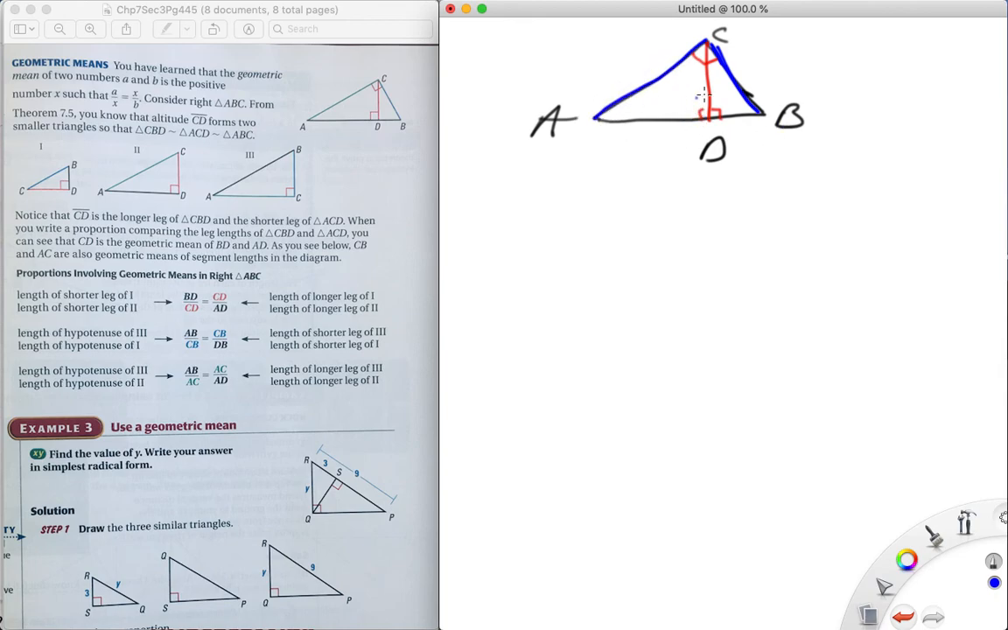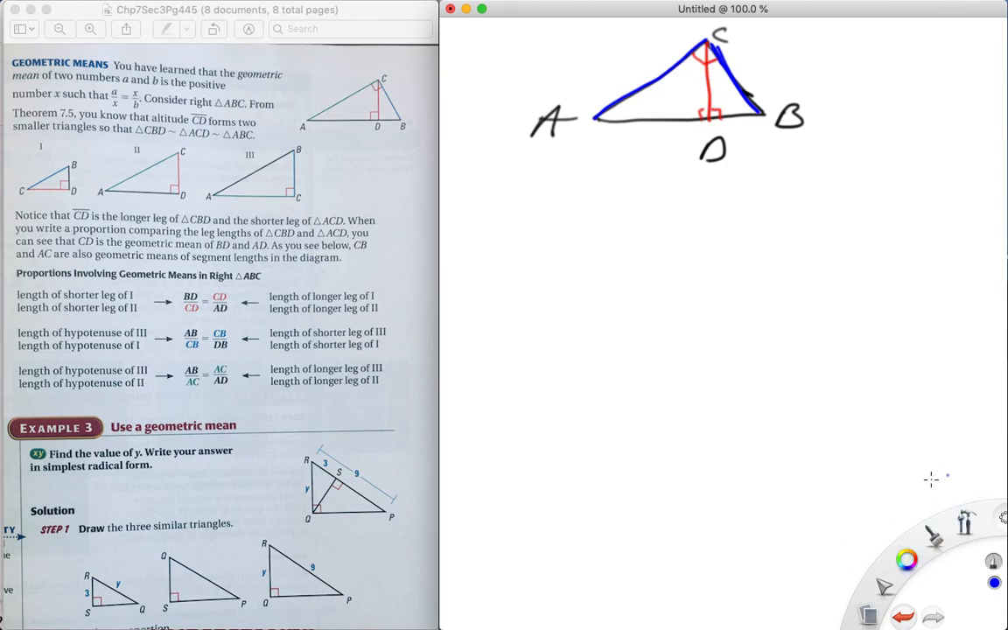AB is the hypotenuse. If we look at the medium triangle, AC is the hypotenuse, CD is the short leg of the medium triangle, and AD is the long leg of the medium triangle. If we look at the short triangle, CB is the hypotenuse, DB is the short leg of the small triangle, and CD is the long leg of the small triangle.